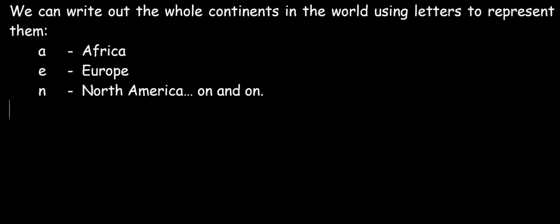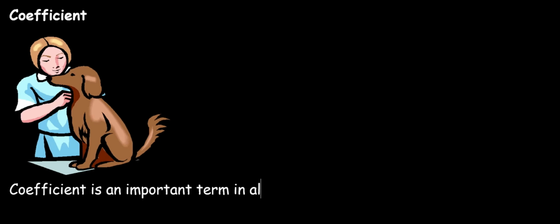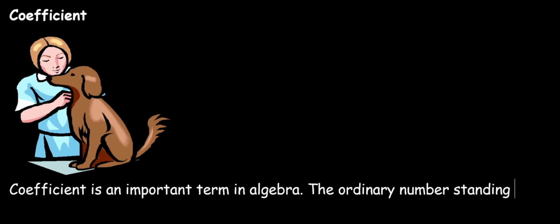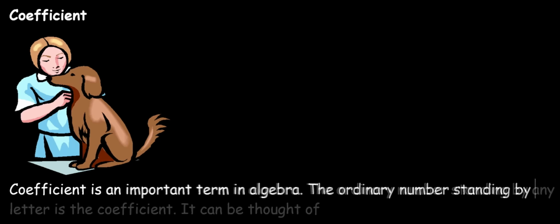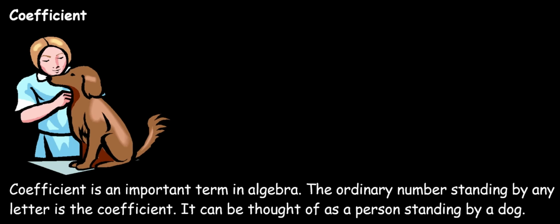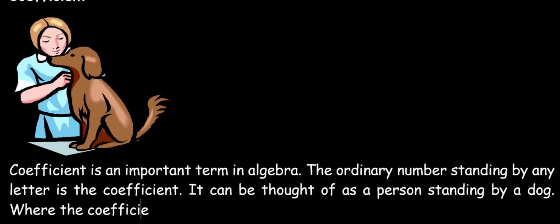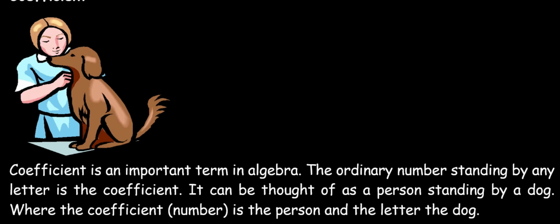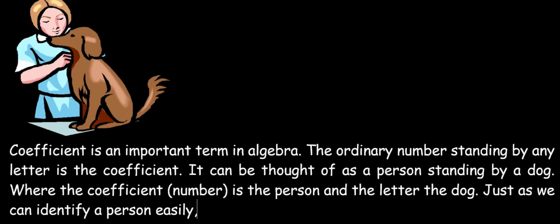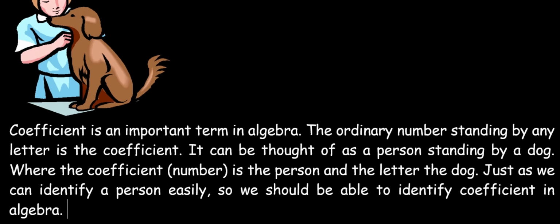The next concept we want to discuss here is coefficient. Coefficient is an important term in algebra. The ordinary number standing by any letter is the coefficient. It can be thought of as a person standing by a dog, where the coefficient number in bracket is a person and the letter is a dog. Just as we can identify a person easily when we see him, so we should be able to identify coefficient in algebra. Let's take some simple examples.